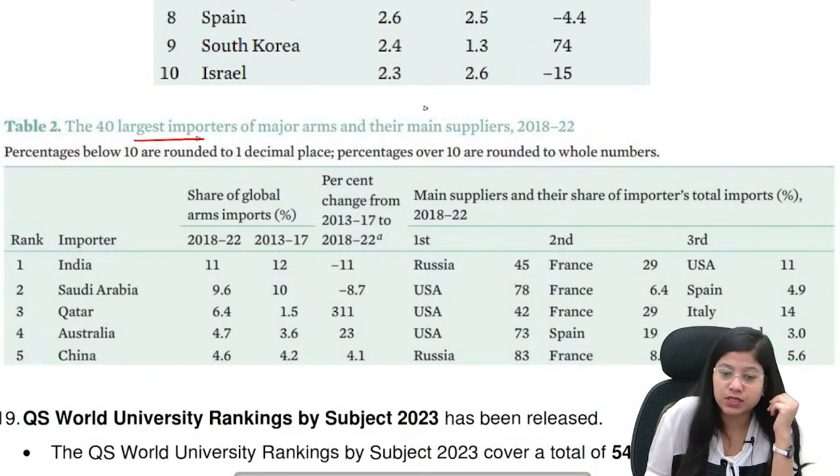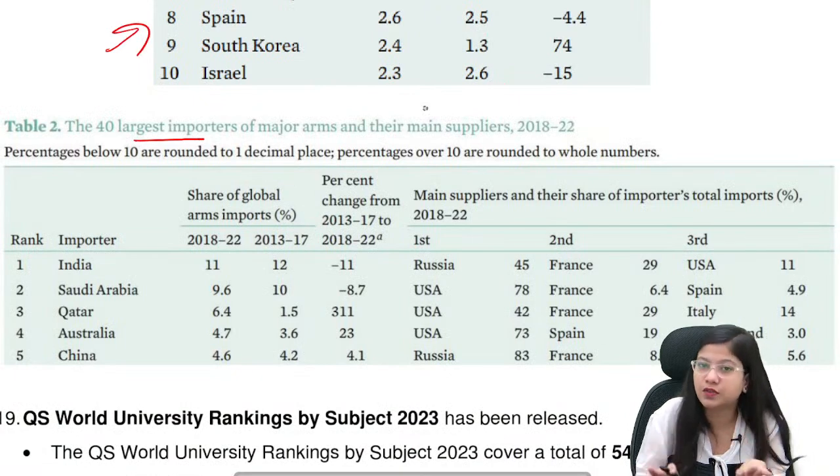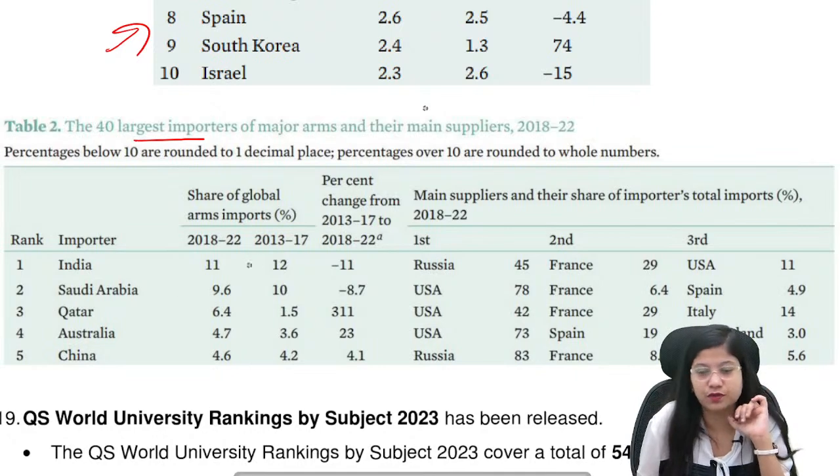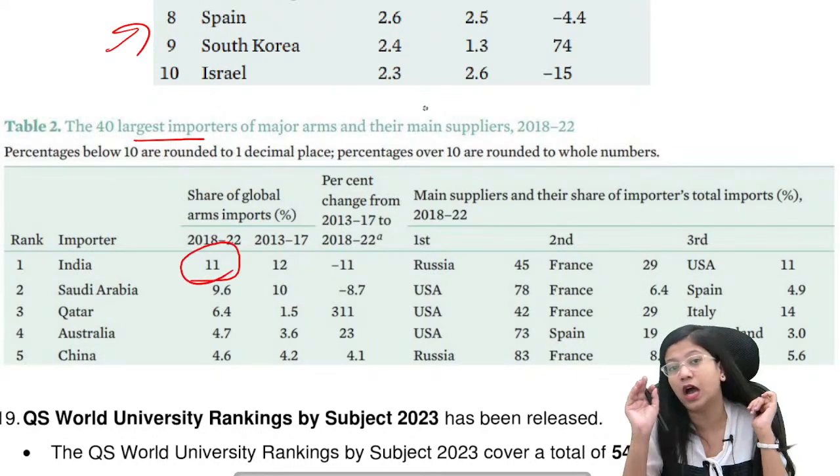As far as the importers are concerned, clearly India is not in the list of exporters, but it is in the list of importers, and that too at the first position. So we account for 11% of the arms imports.